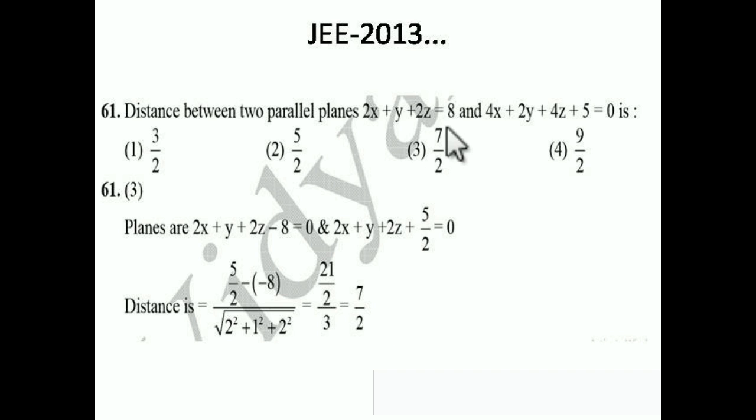Okay, very simple question, very basic formula. You must make the normal equal for both the planes, then you can use this formula. Formula is mod of d1 minus d2 upon square root of a square plus b square plus c square. Okay, let's see one more sum.